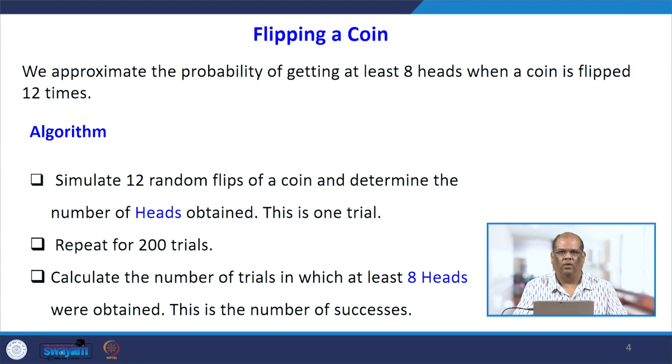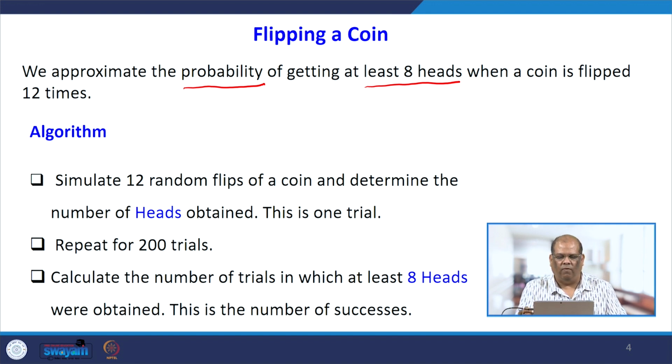Now, we start with the problem of flipping a coin. We all know that flipping a coin is a random experiment. Either you get a head or a tail, but you cannot know when you will get a head or when you will get a tail. So, the problem is, what is the probability of getting 8 heads when a coin is flipped 12 times? You have to write an algorithm.